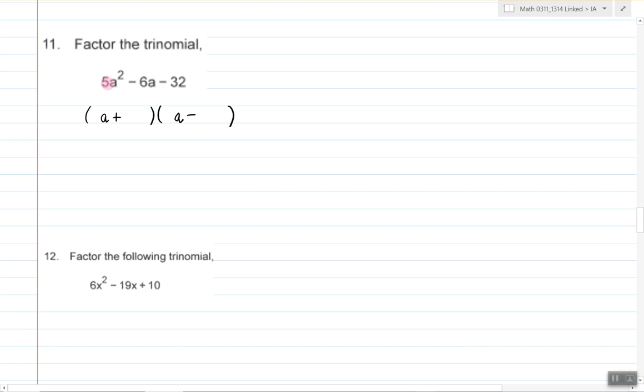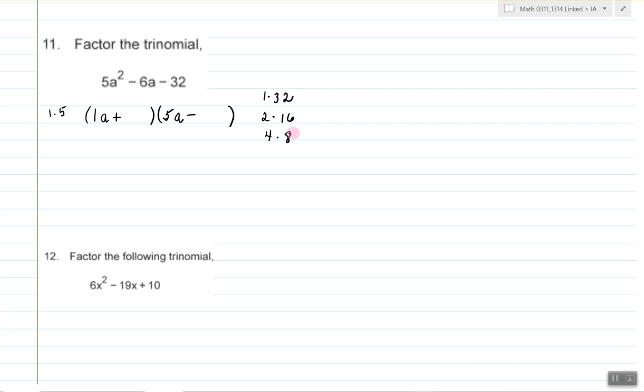To get a 5a squared, the only way to get 5 is with a 1 and a 5. I will not move those. To get a 32, I will need 1 times 32, or 2 goes in there 16 times. 3 doesn't go in there, 4 goes in there 8 times. And one of those is right, but I don't know which one.